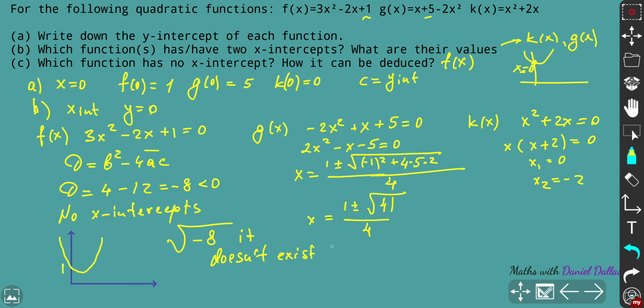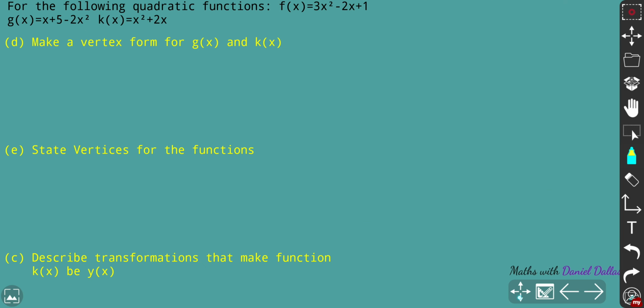All right, let's move to the second part of the questions. I hope it's pretty clear. Have a print screen, and let's go next. So here what we're gonna do, we need to make vertex form for g(x) and k(x). All right, so we have g(x) and k(x). Let's start from k(x) because it's much easier.